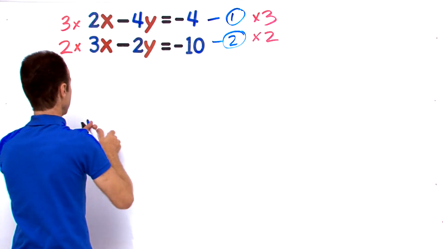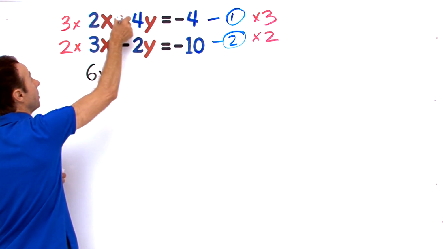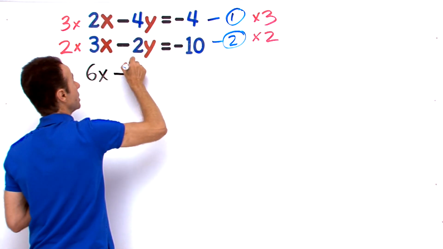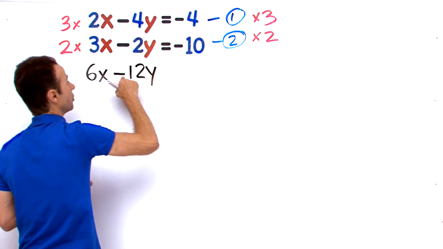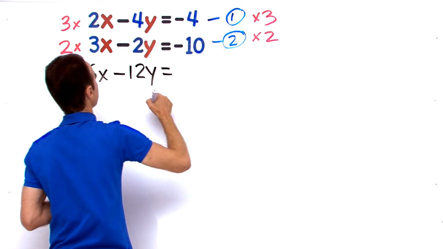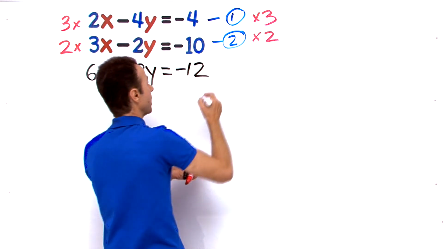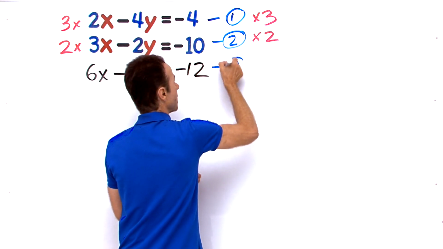So 3 times 2, that's going to give us 6x, minus 3 times 4 is 12y. Remember, it's negative, equals 3 times negative 4. That's going to give us negative 12. That's our new equation 3 now. We'll call that 3. Let me just mark it up.